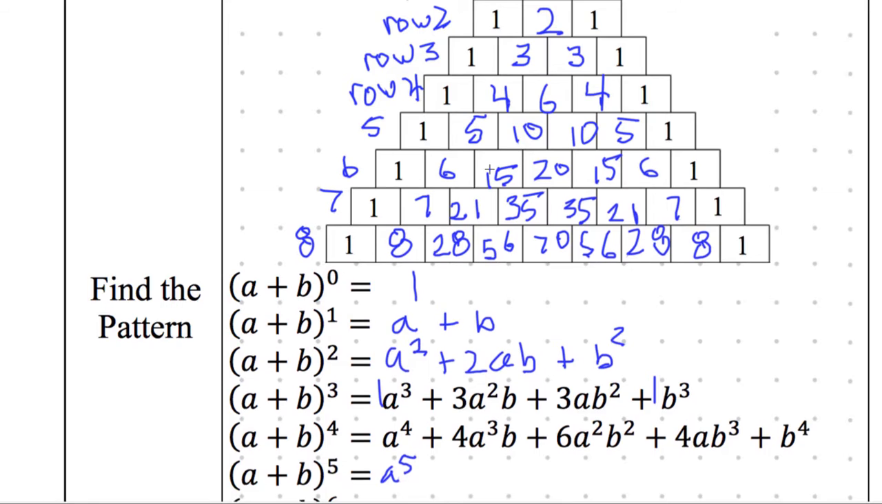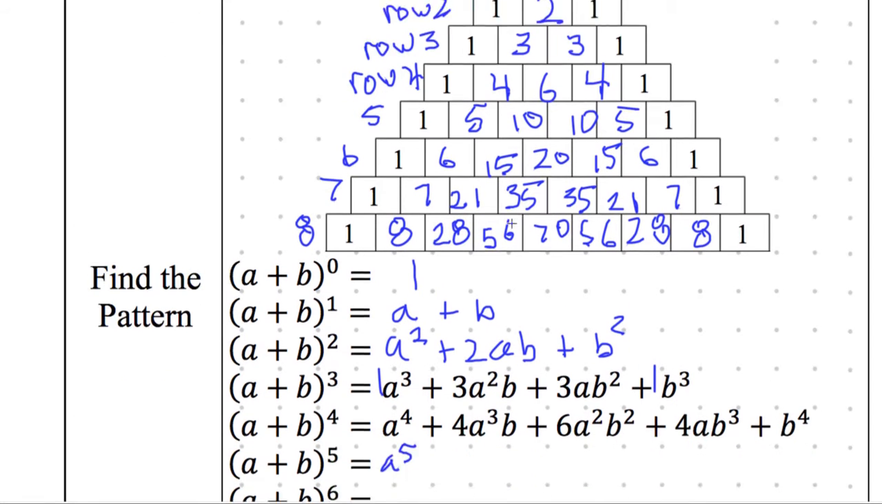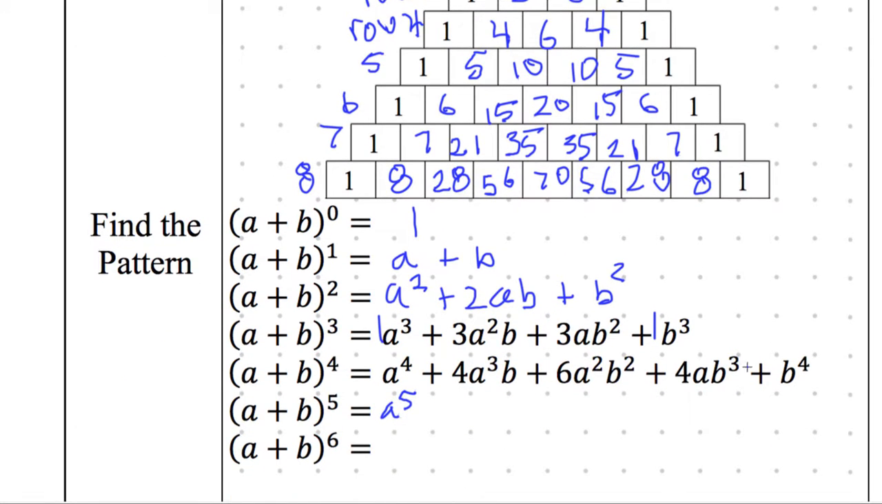Does it match with the fourth one? The fourth one is 1, 4, 6, 4, 1. You probably saw that as well, and that means that we can find the coefficients for the fifth row. 1, 5, 10, 10, 5, 1.